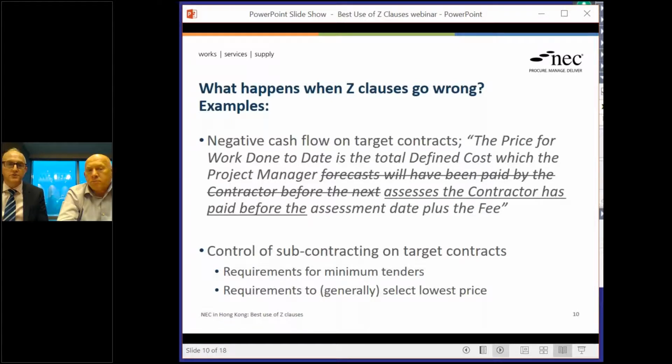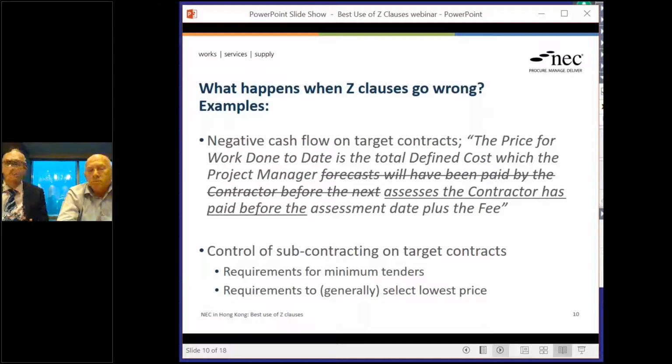Under the target contract, the contractor is paid on an interim basis, effectively their costs plus a fee on top. And under the standard wording, which you can see on the screen, if you ignore the amendments, the price for work done to date is the total of the defined costs which the project manager forecasts will have been paid by the contractor before the next assessment date plus the fee. So effectively, the contractor is being paid for the work ahead to the next assessment date, and therefore they stay cash positive. They can claim the money before they spend it, and they're not having to fund the works.